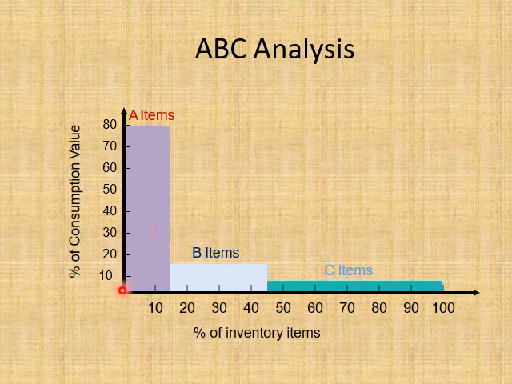Now we can see in this graph the percentage of consumption value against the percentage of inventory items. We have the three classifications, class A, B and C. For A items, the percentage of inventory items is very small, but the value is high. For B items, the percentage of inventory items is higher, but the consumption value is lower. For C items, the consumption value is very low, but the percentage of total items is very high. In total, 50% of the inventory is C items.